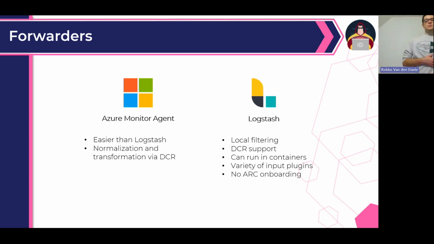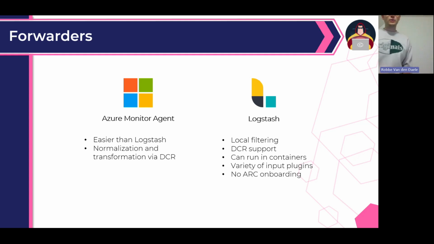There are two forwarders we like to use. The first one is the Azure Monitor agent. It's easier than Logstash. The second one is Logstash. You can do normalization and transformations of your data with the Azure Monitor agent using data collection rules in Azure.